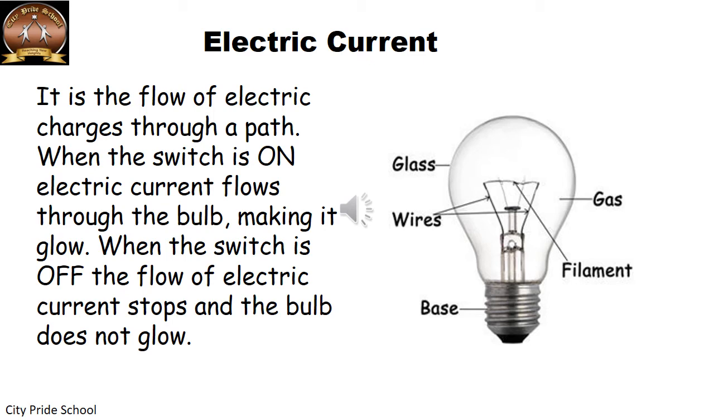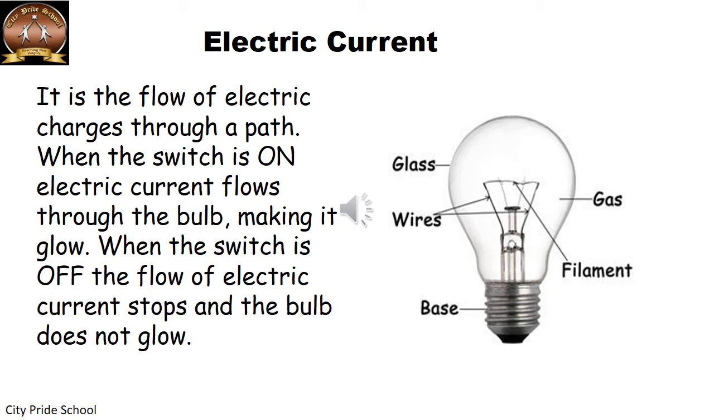Look at the electric bulb here. You can see the structure of the bulb. The base is made up of a metal, and on the other side you can see a bulbous structure made up of glass. There is gas filled in it, and inside this there is a filament and there are wires attached to the filament.